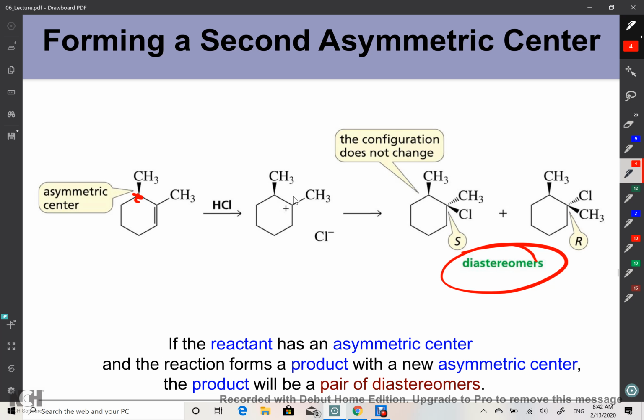Those are all stereospecific reactions. Does that make sense? So in order for you to have a diastereomer, you need to start with at least one chiral center, and then you produce another chiral center. That's how you will end up having a diastereomer.